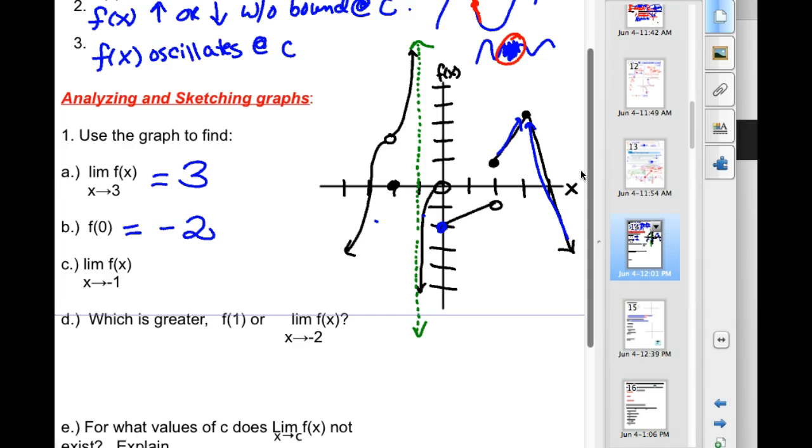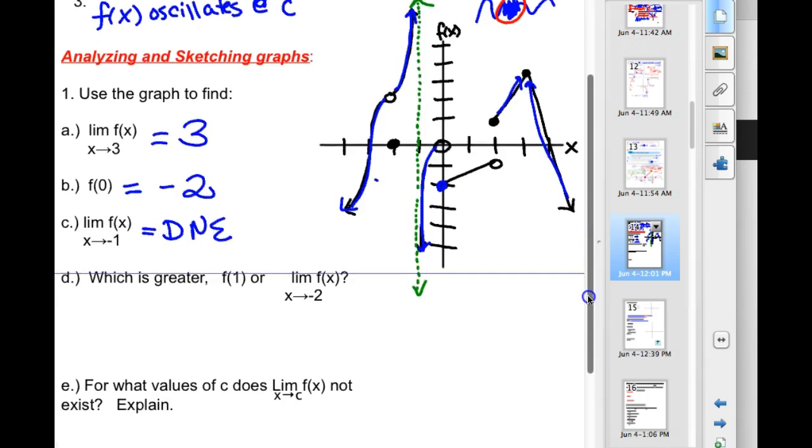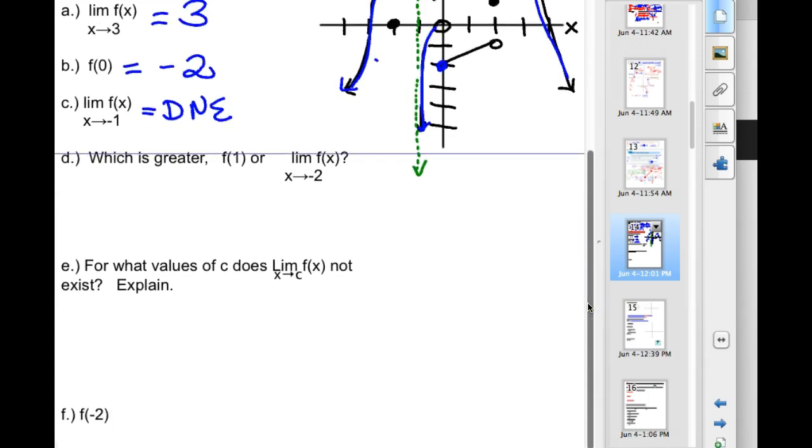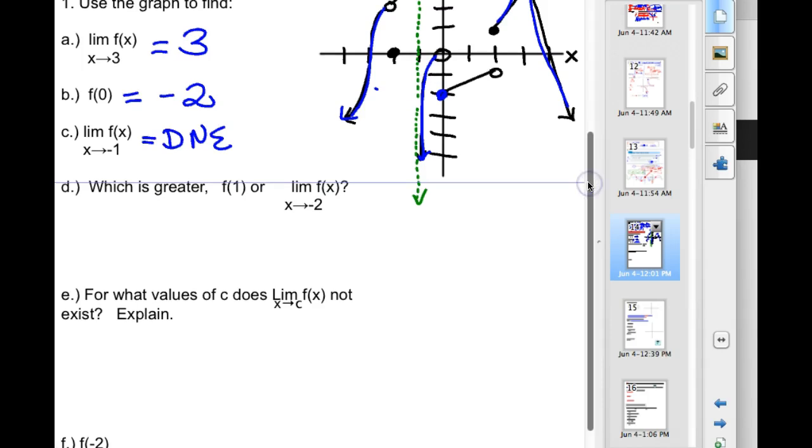Limit as x approaches -1 from both directions. Well, from the left, I travel in, hop over the hole, go to the moon. From the right, I travel in and dig into the ground. This would be a DNE. And if I had to say which criteria, I would say because f increases and decreases without bound. All right, so next it says what's bigger, f of 1? Well, what is f of 1? f of 1 is the y there, it looks like about -1.